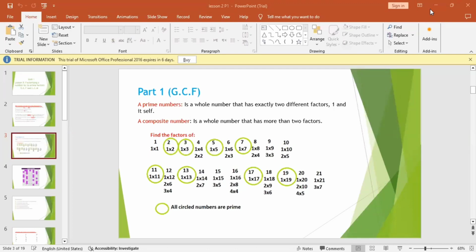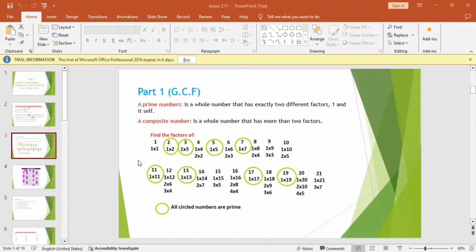Let's start with G.C.F. First of all, we have to know the meaning of prime numbers. A prime number is a whole number. It's not a decimal. It's a whole number that has exactly two different factors. One of them is 1, and the other factor is the number itself. A composite number is a whole number that has more than 2 factors.